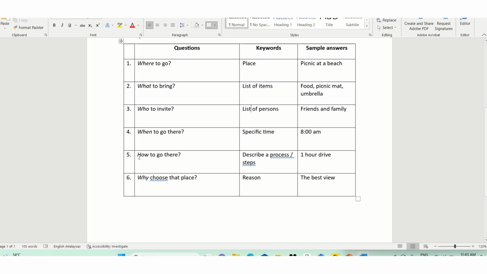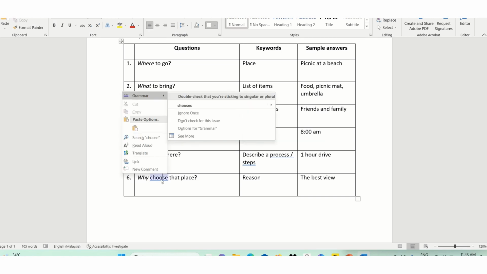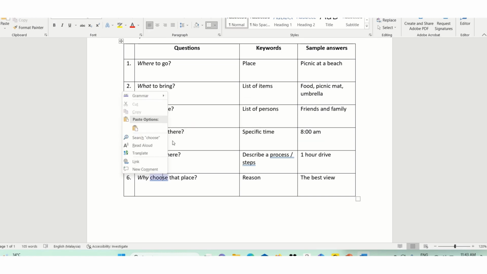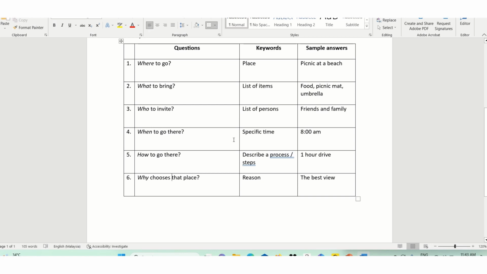All right, how to go there? So this one maybe describes the process or steps of something. So for example, maybe an hour's drive, so it's understandable that it is an hour's drive by a car, for example. And so how about a why question? So why questions always look for reasons, right? Okay, so what is the reason to choose that place? Is because of the best view. Alright, so it depends on how many reasons are needed for that specific question in the email.